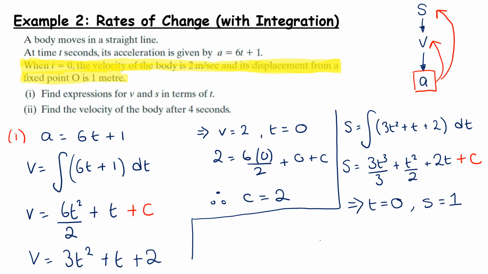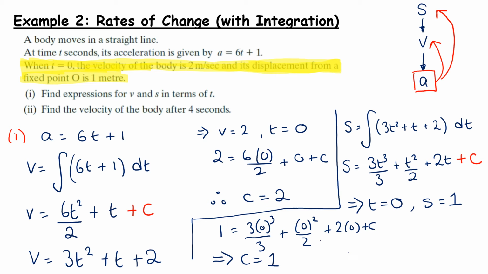So we're going to need to sub in here. Again, same rule applies if you spot it. They've given us t is 0, so 3 times 0 cubed over 3 plus 0 squared over 2 plus 2 times 0 plus c. So that gives us c equals 1. So it's still another way of giving us the y-intercept.